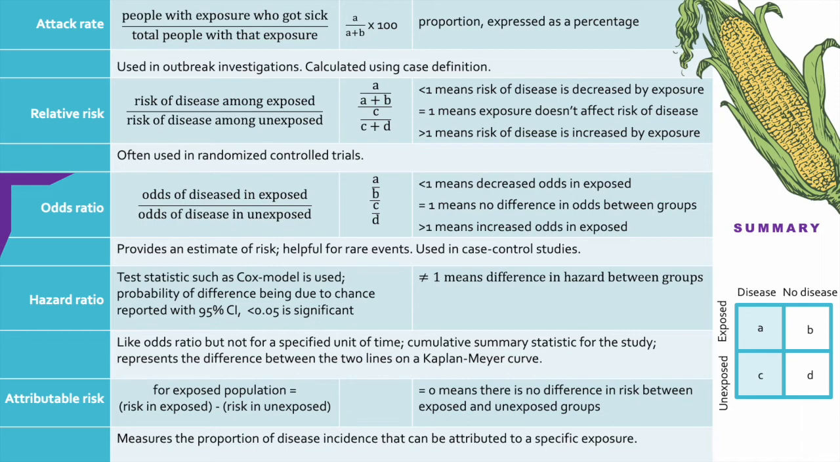The interpretation of odds ratio is almost the same as relative risk, but the key difference is it's the odds for odds ratio rather than the risk for relative risk. Odds ratio can provide an estimate of risk, which is helpful for rare events. In epidemiology, odds ratio is often used in case control studies. For odds ratio, a rule of thumb is that it will usually provide a good estimate of risk when the probability of the event is less than 10%. The odds ratio will approximate relative risk for rare events.